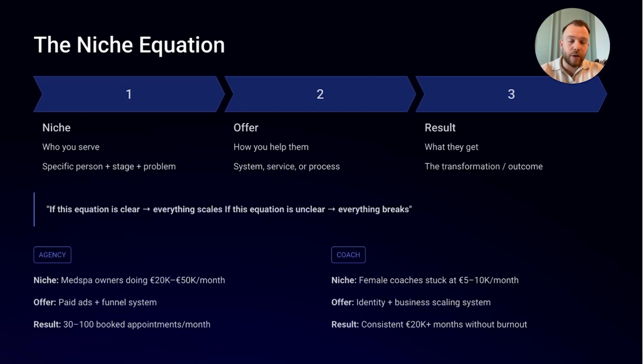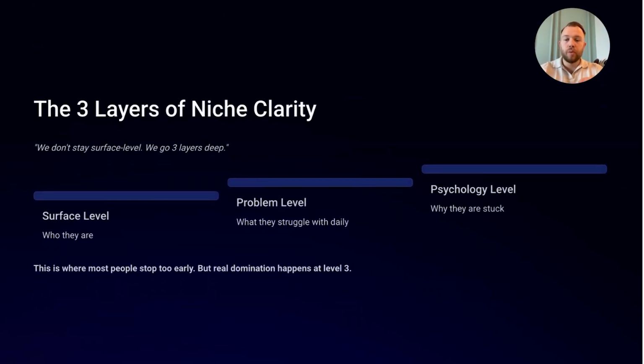Very important, this niche equation, because again, it's super important you understand that it all ties together. And we're going to take all of these things into consideration in the next module. So we're going to have the offer, we're going to have the results, we're going to have the messaging and all these things, and we're going to take that into account. So super important you understand this.